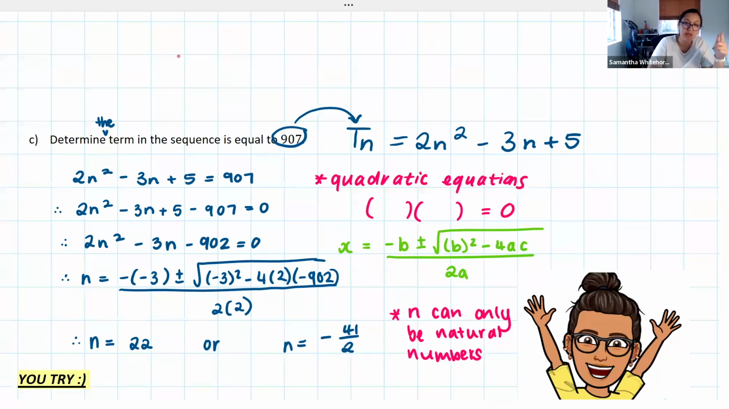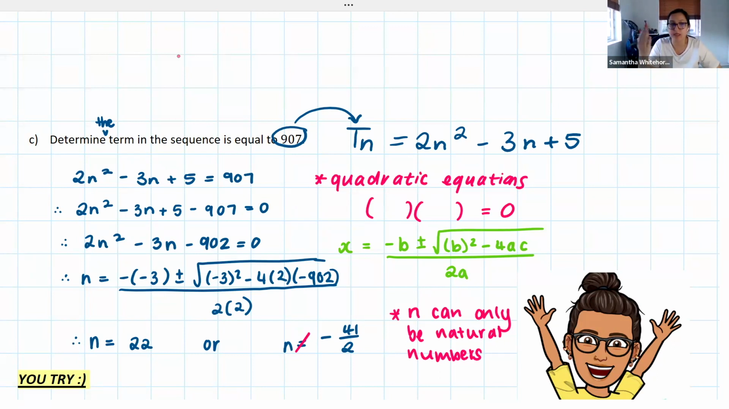So exactly like we were saying earlier, check your answer. If it's a fraction or if it's a negative, you eliminate it. Now, in this case, our fraction is negative, so we're doubly eliminating that one. But n can only be a natural number, and that's because of just how a pattern works.